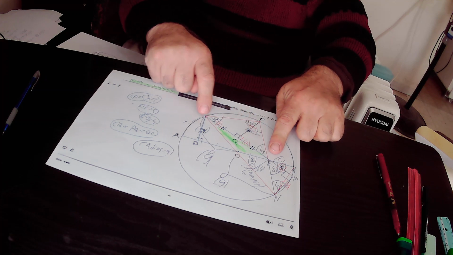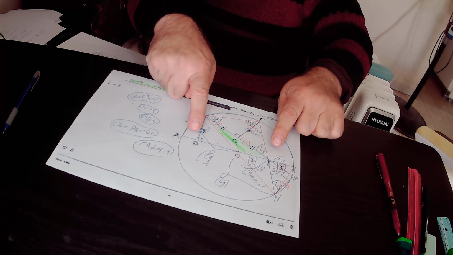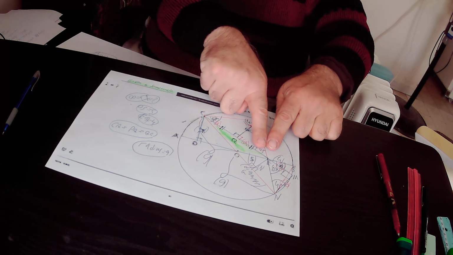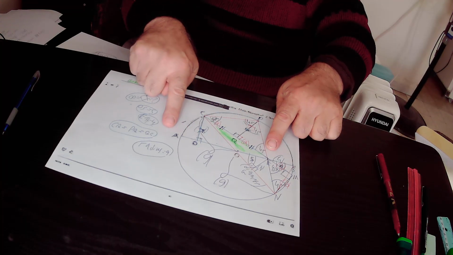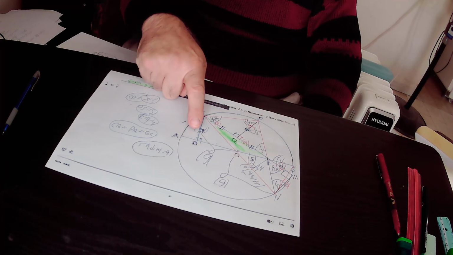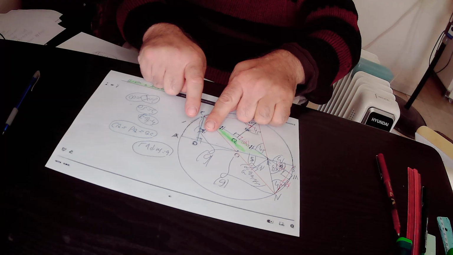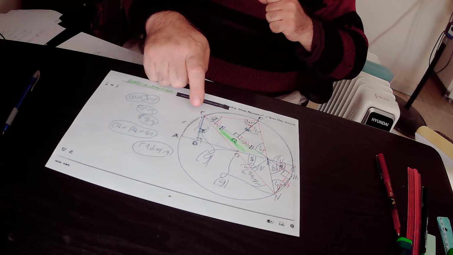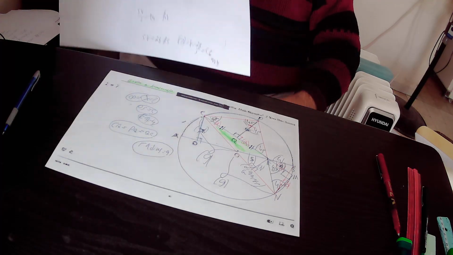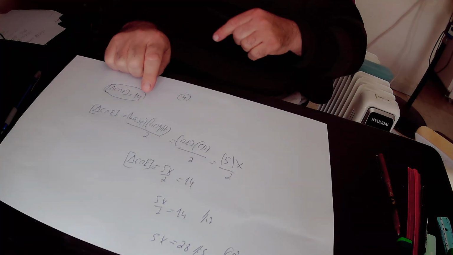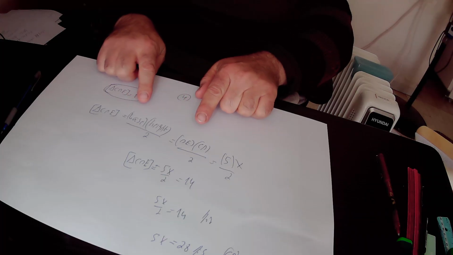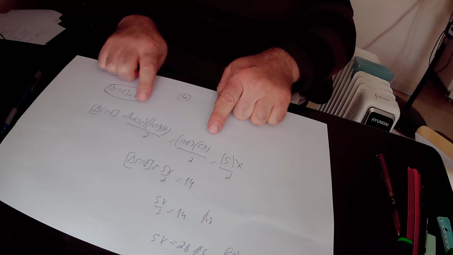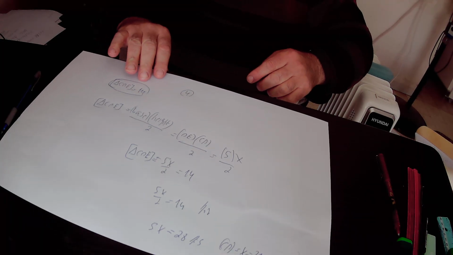The height to the base must create 90 degrees with the extended base. The extended base is ED or EA, it doesn't matter. CD creates 90 degrees with the extended base ED. This is the right angle. So the height to the base is CD. So we choose the base of the green triangle COE to be OE, and the height to the base is CD, over 2.